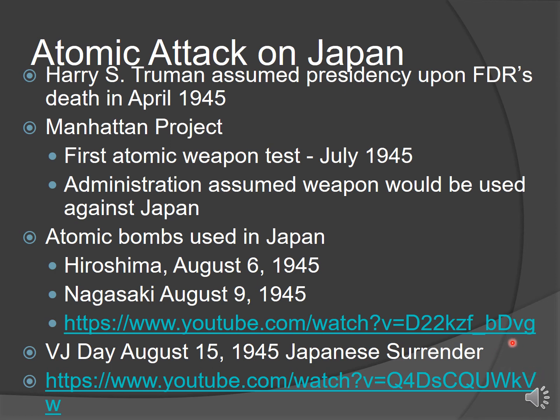So there are two links here. The very first link is a link to a Japanese film called Barefoot Gen. It's an animated film, but it is about the atomic attack on Hiroshima.